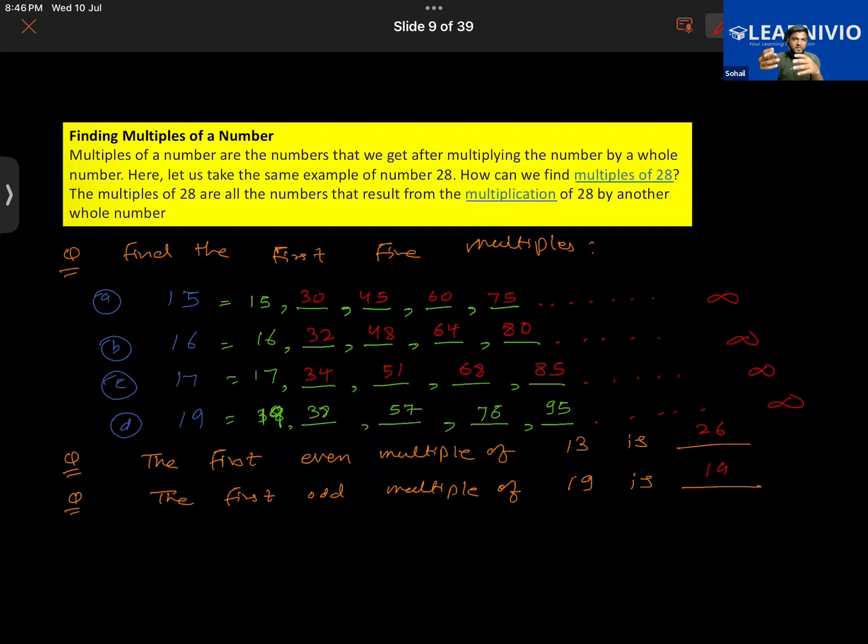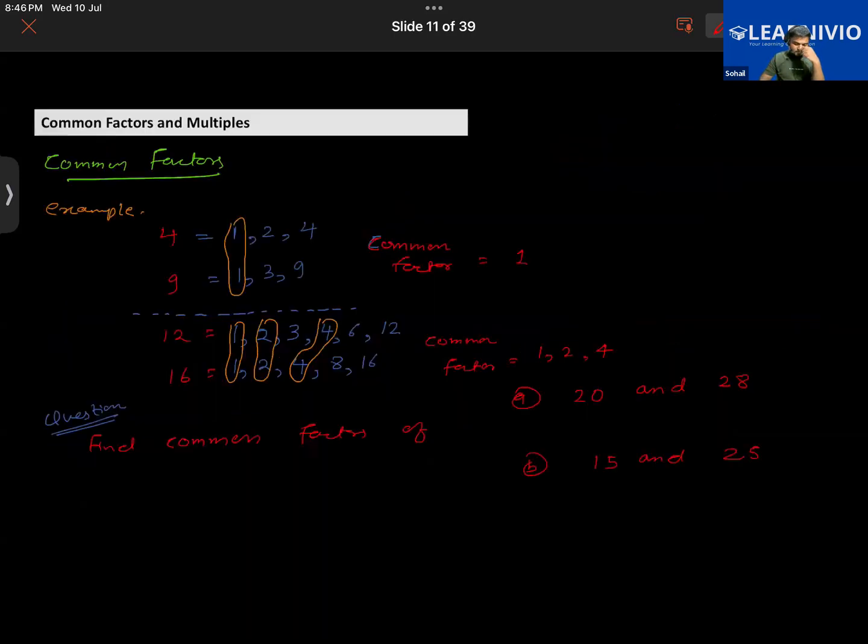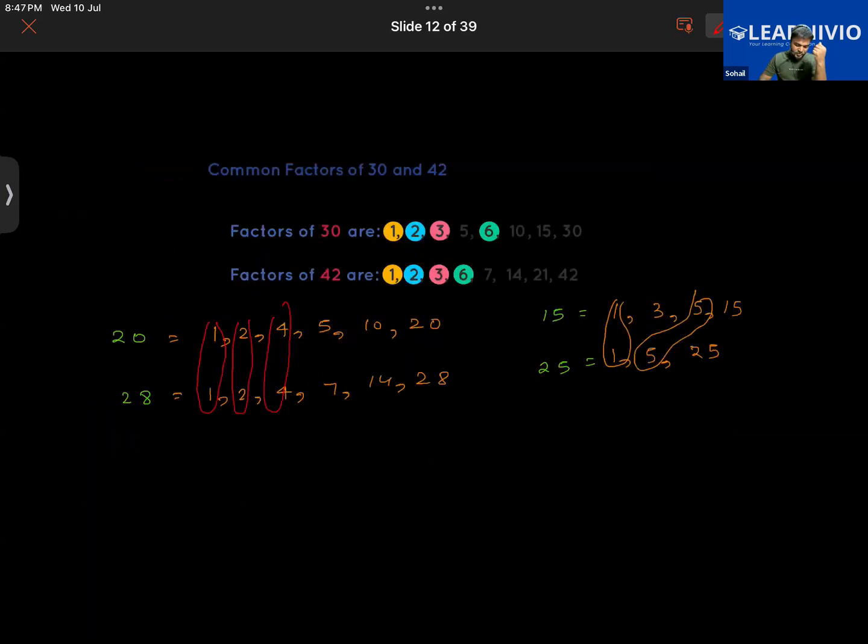Also, we learned that every number is a multiple of 1. Every number, isn't it a multiple of 1? Yes, Abhi. Yes. So every number will be a multiple of 1. So this is something which we learned. Okay. We did learn about common factors also. Was this concept clear to you? Common factors.